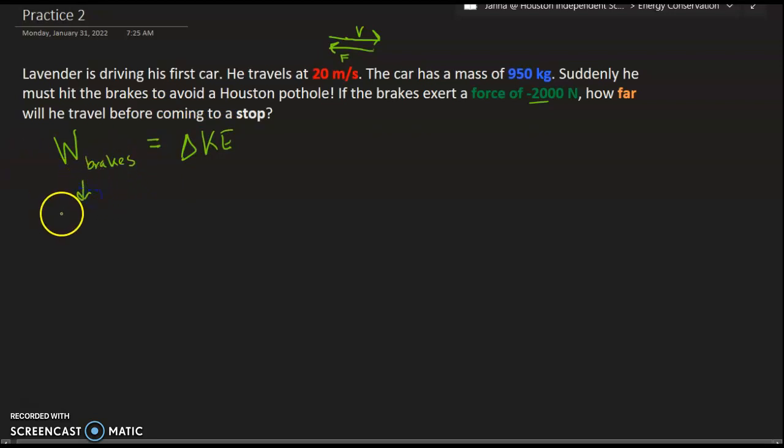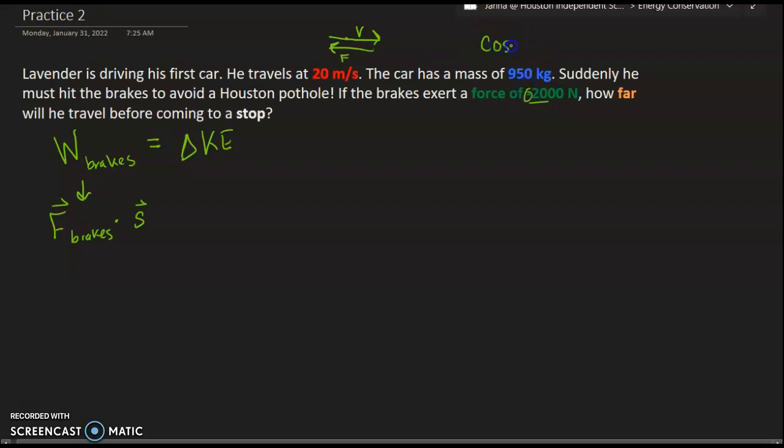Work of the brakes has the equation the force applied by the brakes times the distance, or the displacement, of the car as that force is being applied, times cosine theta. Because I told you that the force is negative, we're not going to have to worry about angles right here. I'm just going to leave that cosine theta off. I've already given you this negative value.